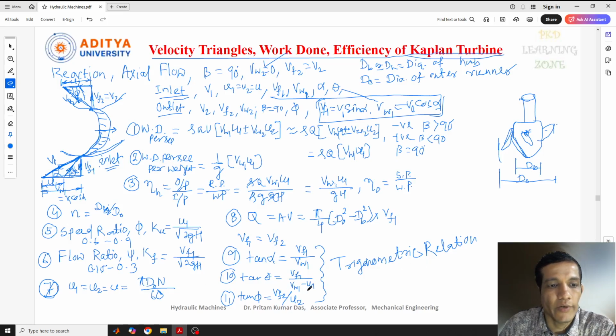So like that we need to see which kind of equation will be applicable for a particular place. Then you can use these equations for the particular place, and we can solve the problem. And we can even design the Kaplan turbine also.